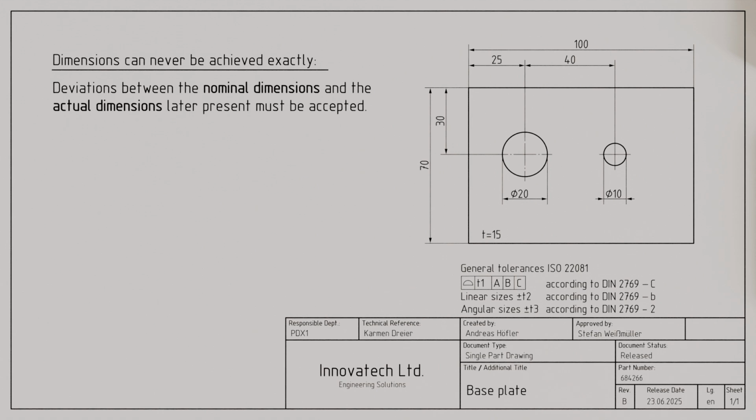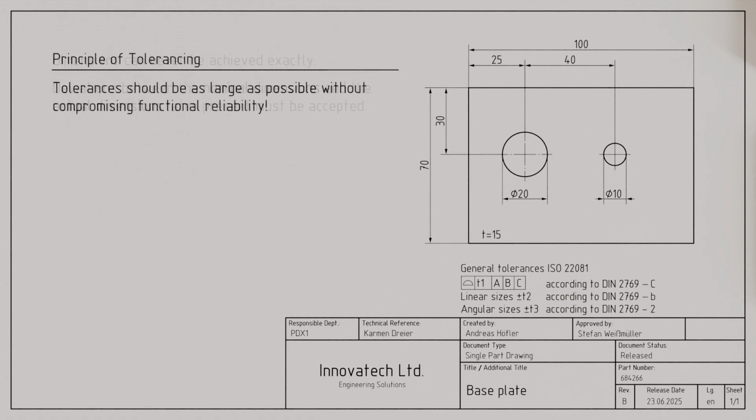The designer must therefore indicate in the drawing which deviations from the specified nominal dimension are still permissible. These permissible deviations are called tolerances. Tolerances should not be chosen too small by the designer, as this would require more precise machine tools, more accurate measuring instruments, and therefore longer production times, resulting in higher manufacturing costs. This leads to the principle of tolerancing. Tolerances should be as large as possible without compromising functional reliability.